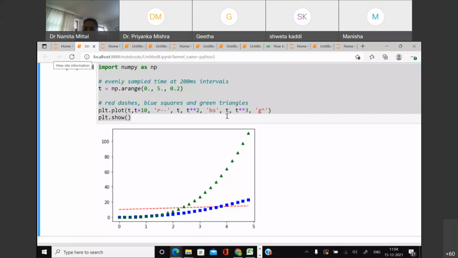And my third graph has the x axis as t and the y axis as t cube, and that is in green color with triangles, and I am showing it. Just try to run it, please.